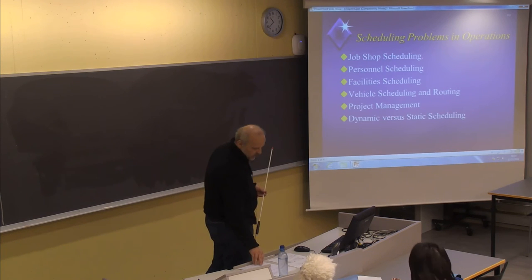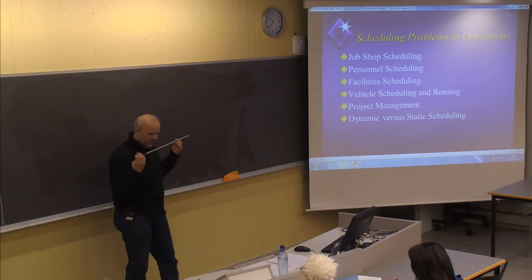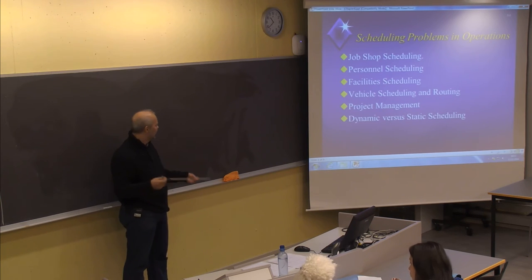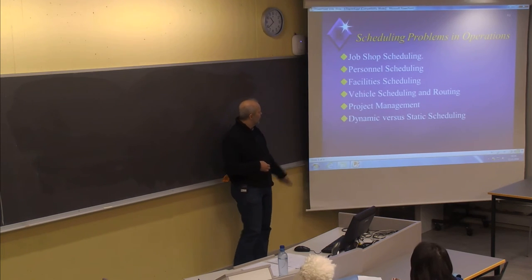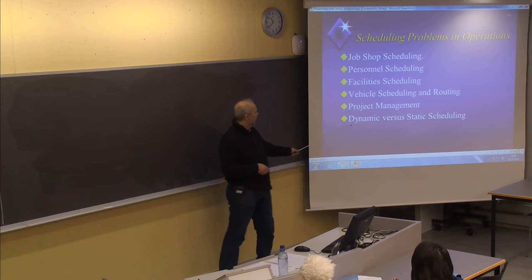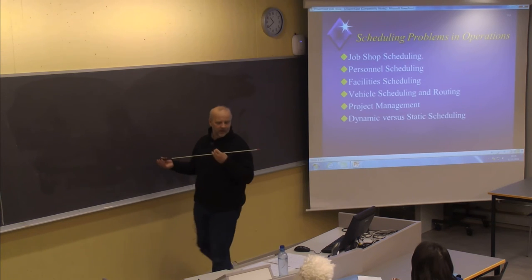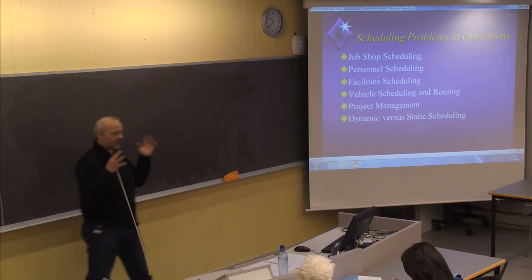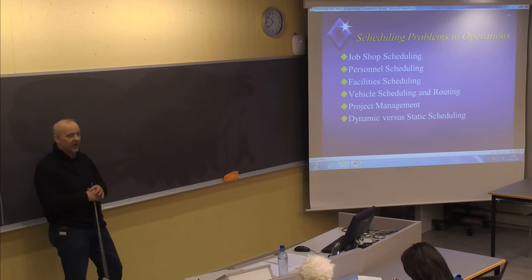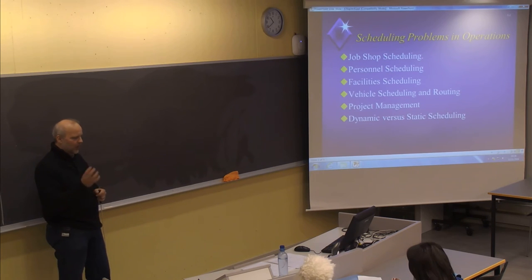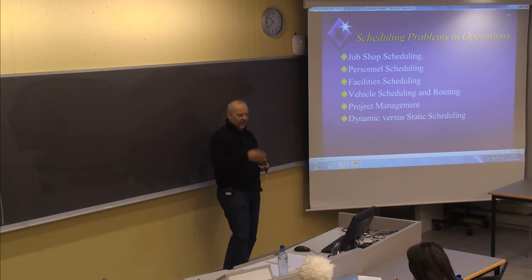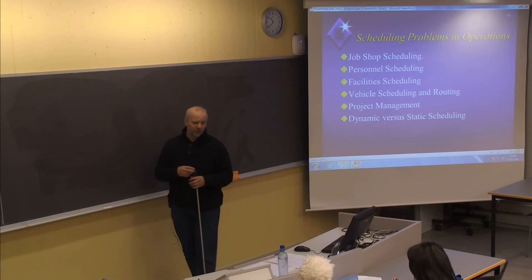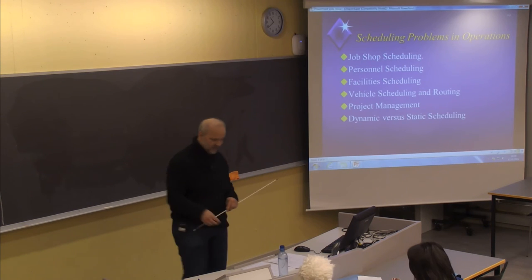Then you should decompose the projects and break them down into smaller tasks. And this is also covered in courses given at the master level, at least, different types of project management courses. And we talk about dynamic and static scheduling. Static scheduling is when you have all jobs available at one particular time, then you should make a static plan for when to perform the different jobs. But you might have dynamic scheduling, where you get information all the time and you always have to update the schedules when you get new information.